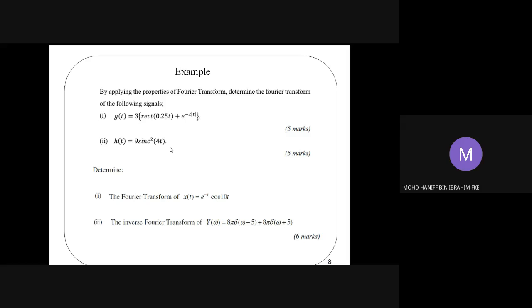Basically it's to find the Fourier transform. You need to have a good understanding to choose which properties you think are suitable to be applied in solving this question. Let us proceed with question number one first, to find the Fourier transform for g(t) and h(t). Let's have a look at the solution.